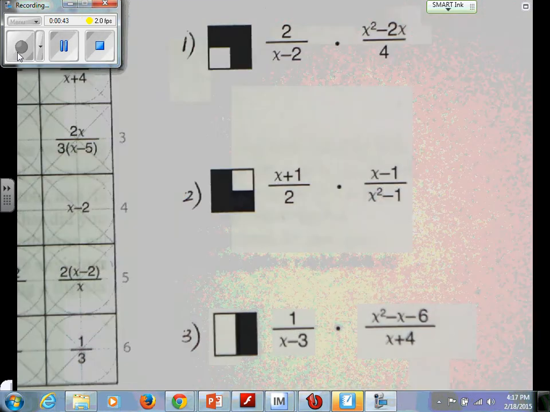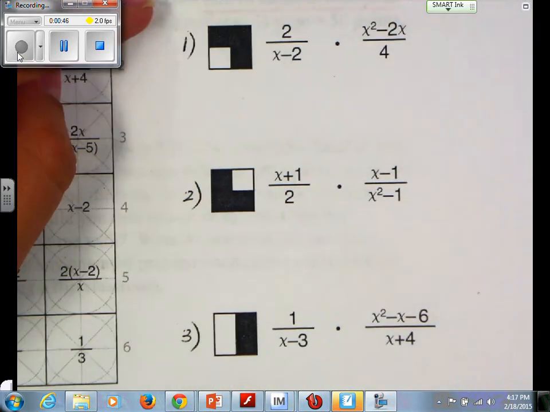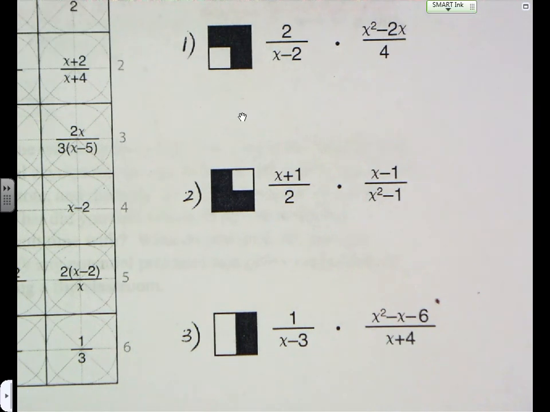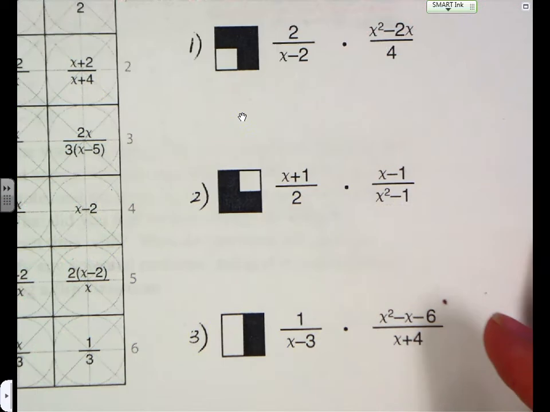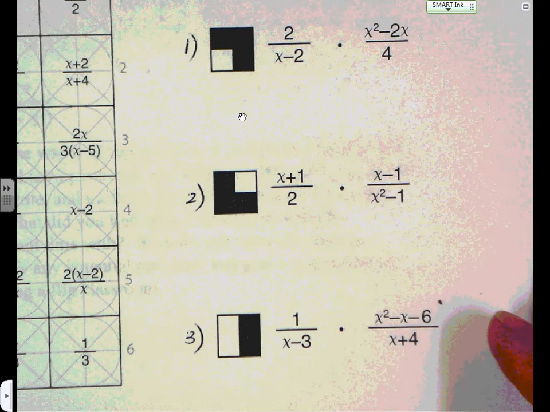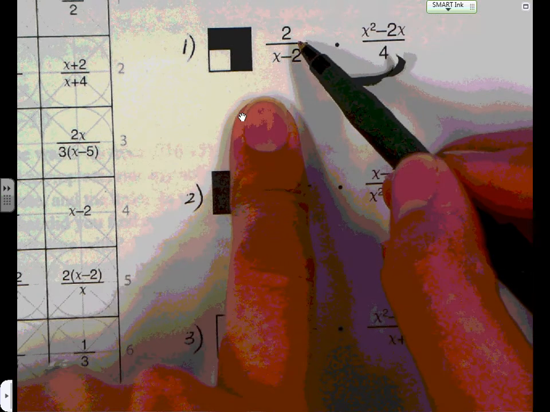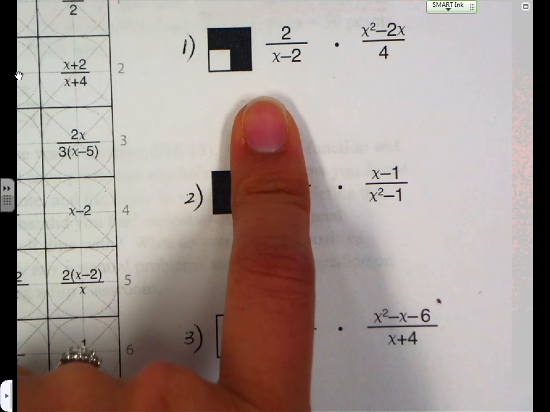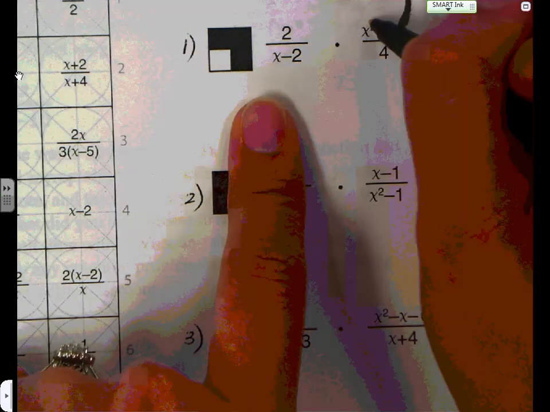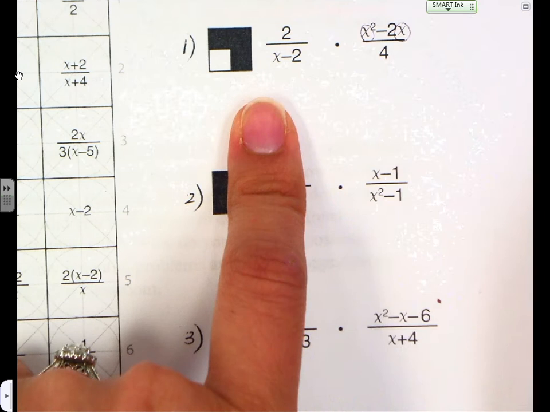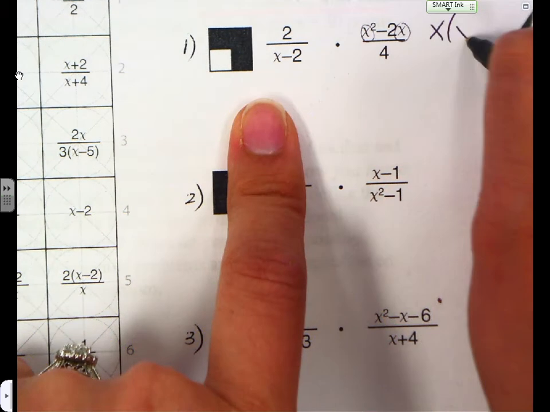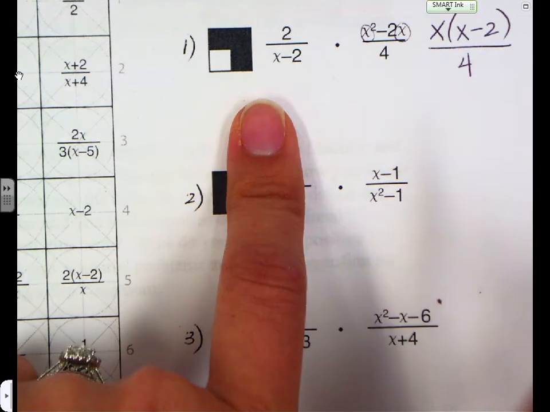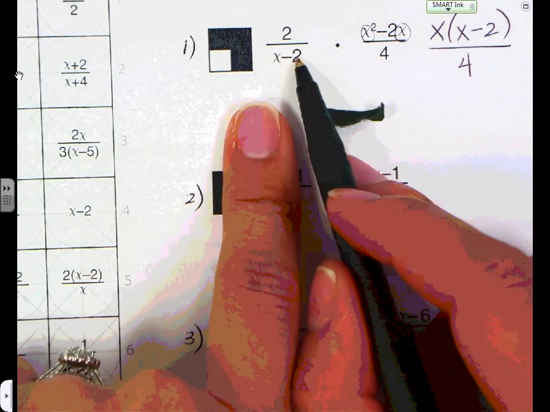Okay, so on number 1, you look at the numerator and the denominator. Is there anything that you can factor out of the top or the bottom? The bottom you can factor. Nothing really, right? 2 is as simple as it can go, and x minus 2, that's as simple as you can go. But if I look at the second one, what I can factor out of the second fraction in the numerator is an x. So you really have x minus 2 over 4. Okay, and I'm multiplying that by 2 over x minus 2.